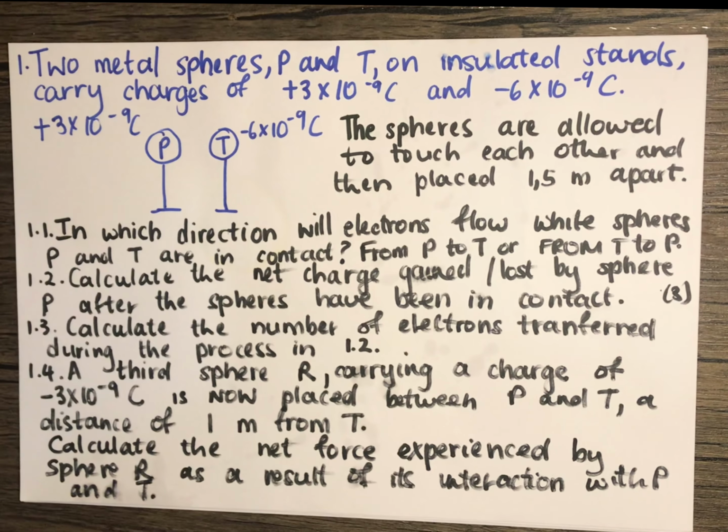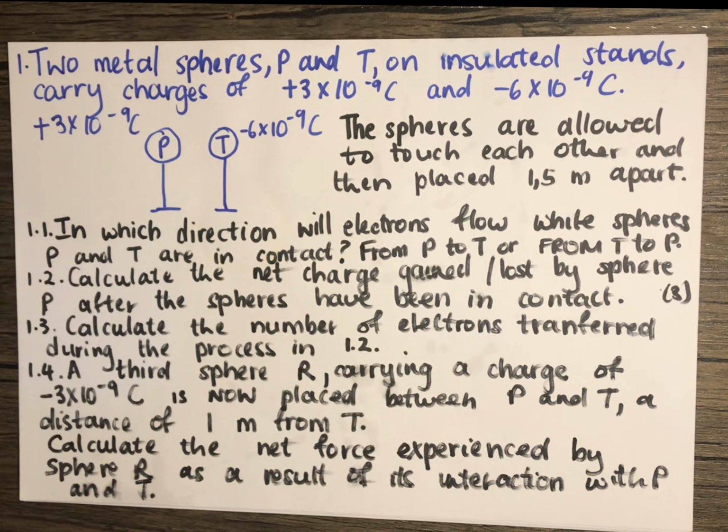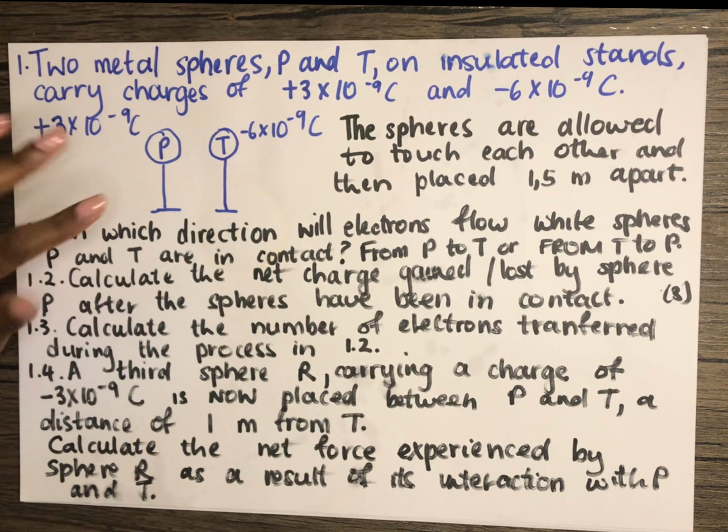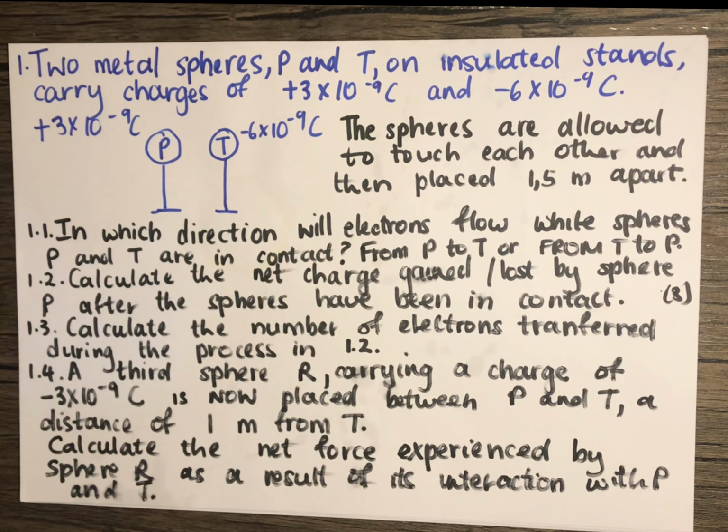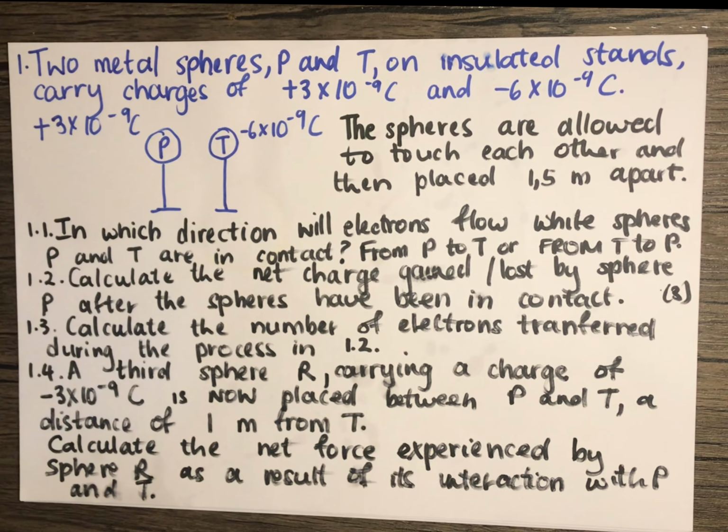You're given a scenario. It says two metal spheres P and T are on insulated stands. They carry charges of positive 3 times 10 to the power of negative 9 coulombs and negative 6 times 10 to the power of negative 9 coulombs. And they're showing you P and T. They say the spheres are allowed to touch each other and then placed 1.5 meters apart, right?